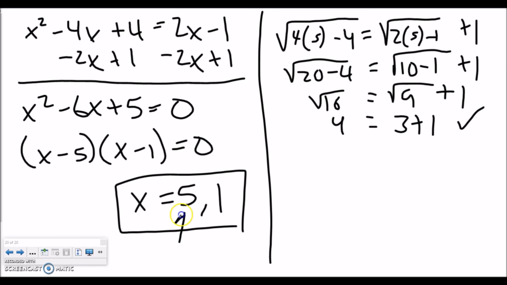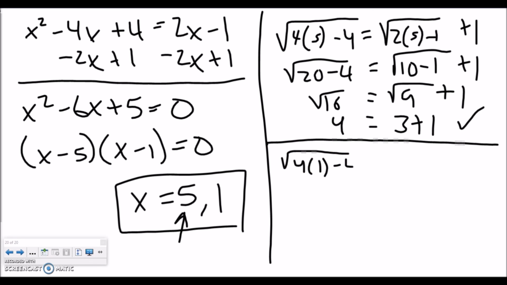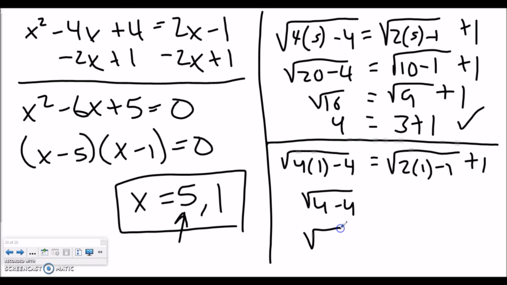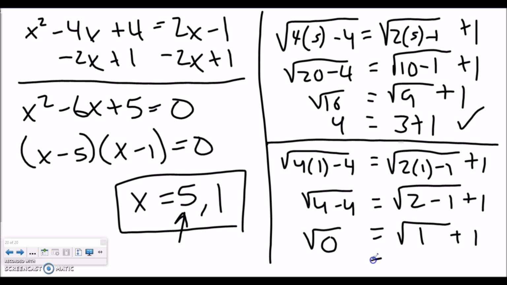So my 5 works. Let's check the 1. Square root of 4 times 1 minus 4 equals the square root of 2 times 1 minus 1, plus 1. The square root of 4 minus 4, that's like the square root of 0. Let's see what we get on the right. The square root of 2 minus 1, plus 1, or the square root of 1 plus 1. That's 2. The 0 equals 2, that doesn't seem like that works.